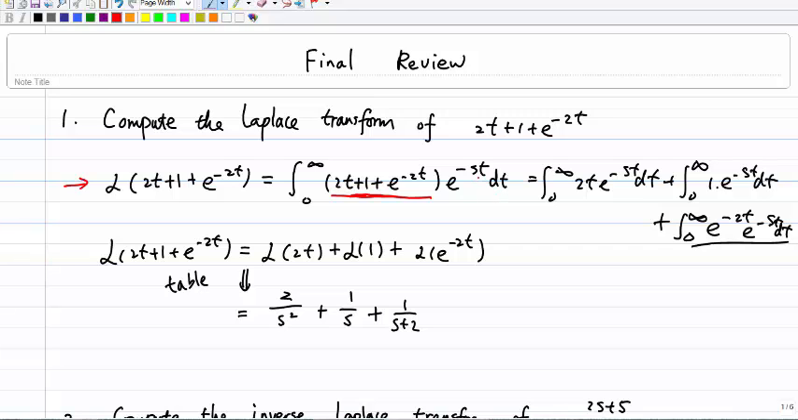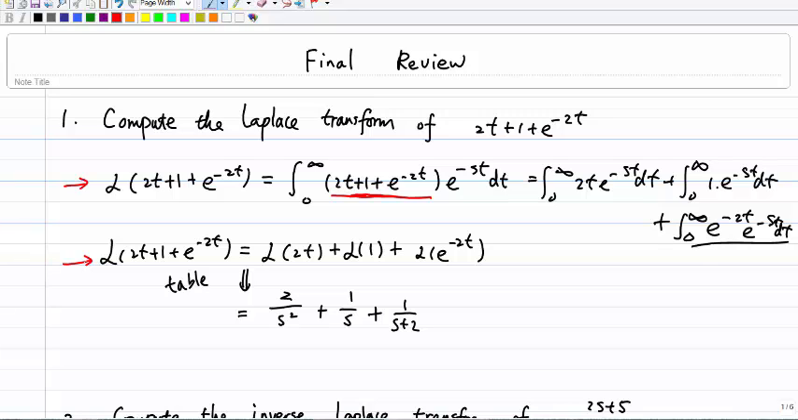For this one, we can also split it into three different parts, so we can integrate each one to get the result. This can be a little bit complex. The second approach is to use the table, because for a lot of functions there are tables showing how to map the function in the time domain to its Laplace transform.